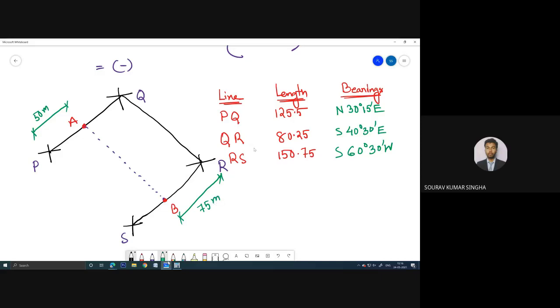Now in the question it is asked, determine the length of AB. AB length needs to be determined. First you write down the question, then we are coming to the solution. The question is visible to all of you? Okay, so have you noted down everyone?